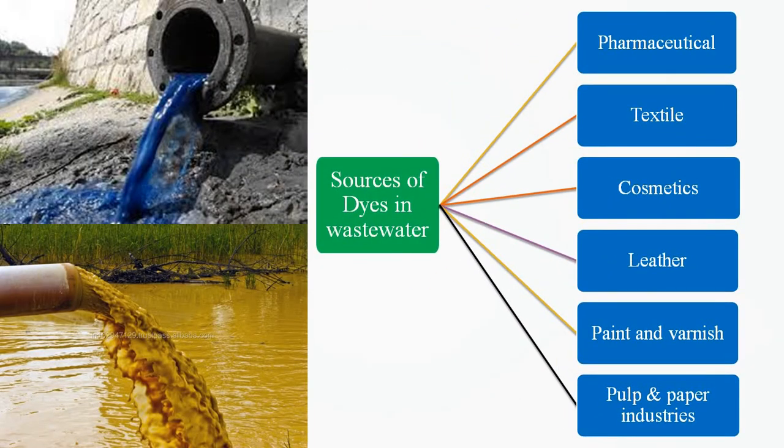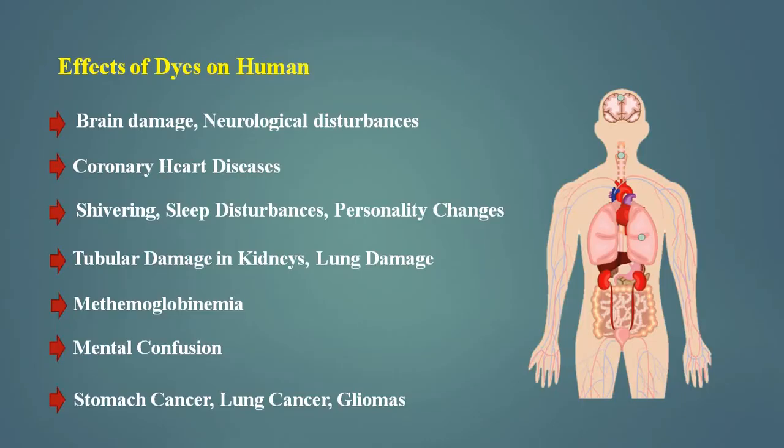Source of dyes in wastewater: dyes come to the water body through the pharmaceutical industry, textile industry, cosmetics, leather, paint and varnish, pulp and paper industries, and many other industries. All of these put their dyes into the water body, increasing pollution, especially chemical pollution. Dyes affect humans and other organisms and animals, causing many diseases like brain damage, heart disease, tubular damage in the kidney, mental confusion, stomach cancer, and so on. Many diseases.